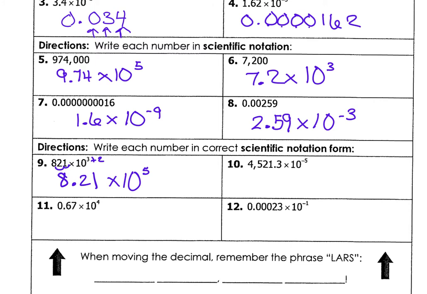Remember how to do these? So I need to move my decimal how many places in number 10? 3. So it's 4 and 521. Oh, no, there's a 3 there too. Excuse me. 5,213 10 thousandths times 10 to what power? I made this 3 places smaller, which means this one has to become 3 places bigger. Yeah, negative 8. No. Negative 2. Negative 2.